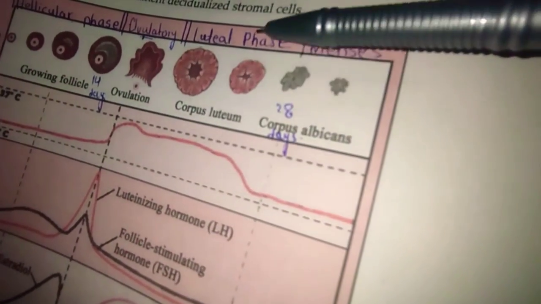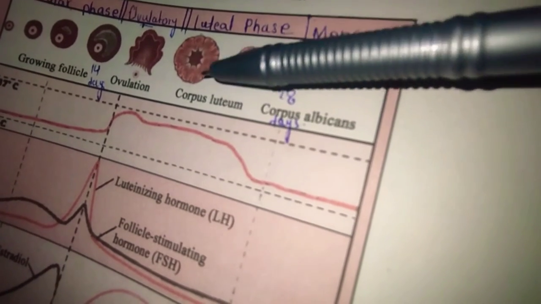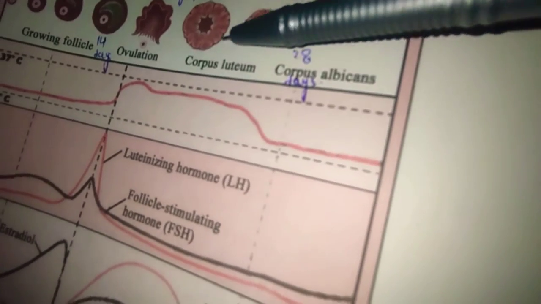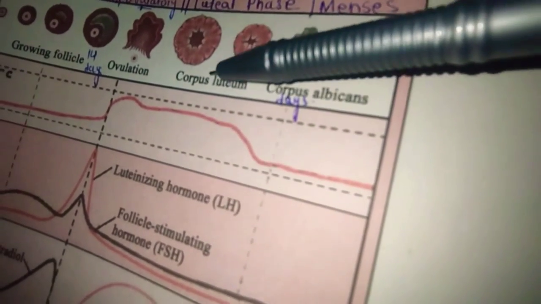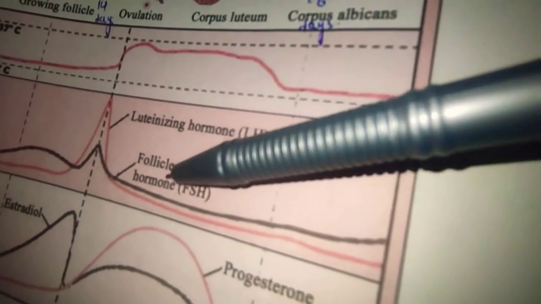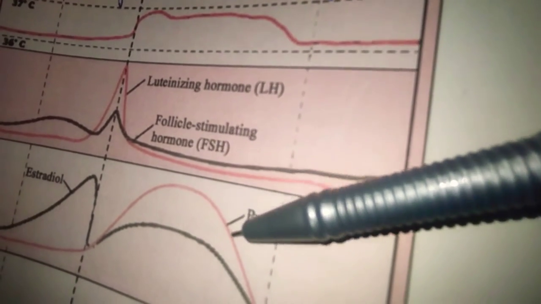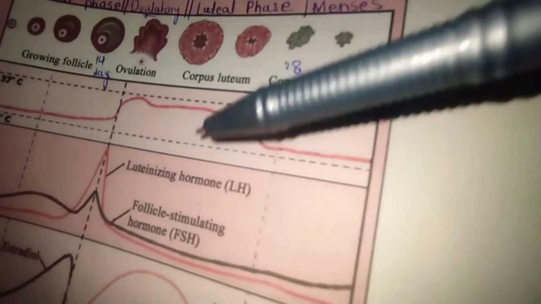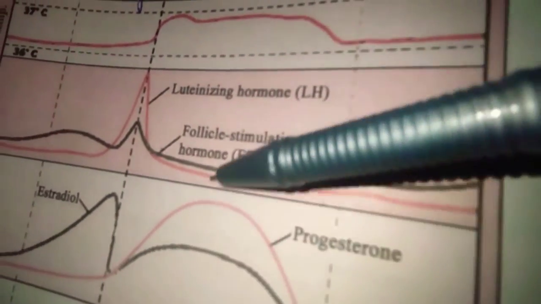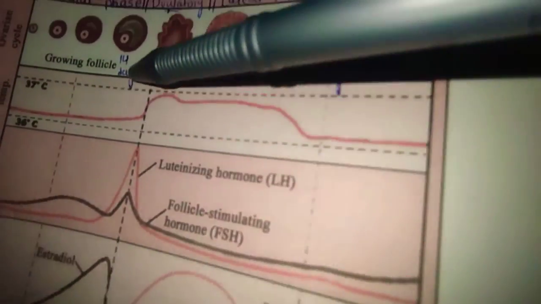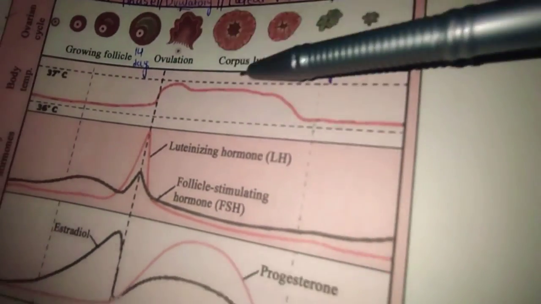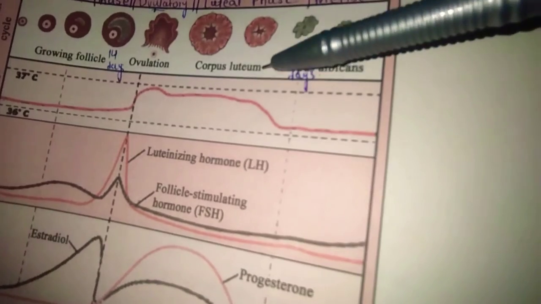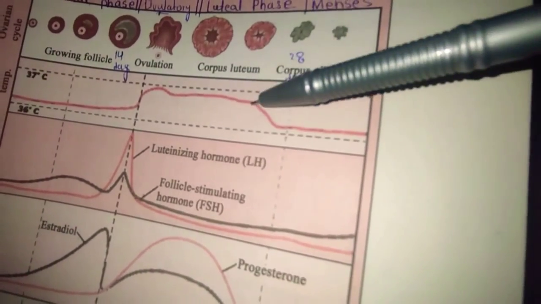The third stage is the luteal phase. In the luteal phase, after the ovulation, the remaining structure organizes itself into the corpus luteum. The corpus luteum will produce this hormone, progesterone hormone. The progesterone hormone is the dominant hormone in this phase, the luteal phase, like the estrogen was in the follicular phase. Now it will maintain the pregnancy.